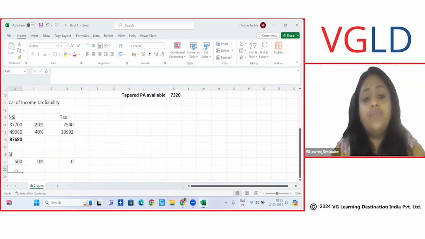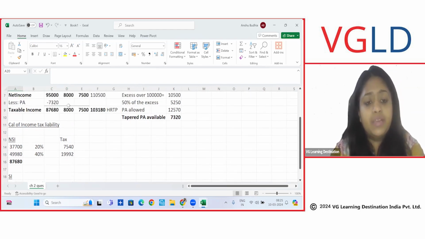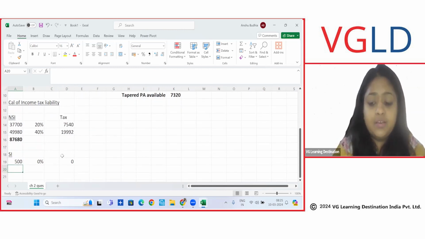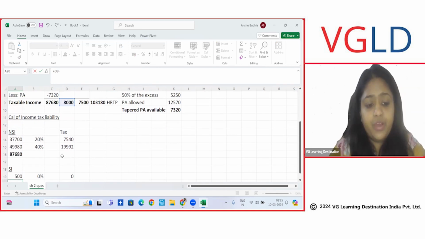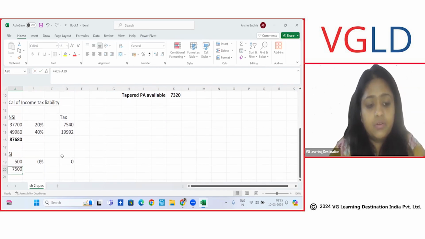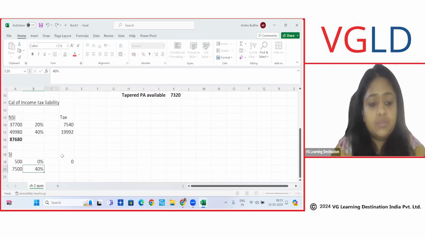Now the remaining savings income will be taxed at higher rate as the basic rate band is already over. So the remaining savings income is 8,000 less 500 at 40%.